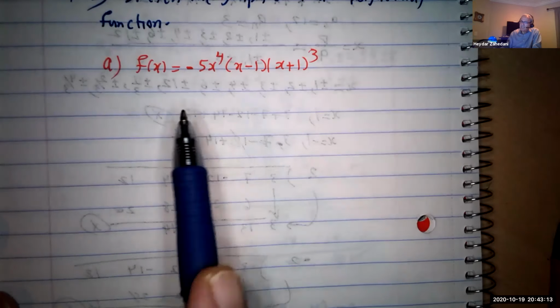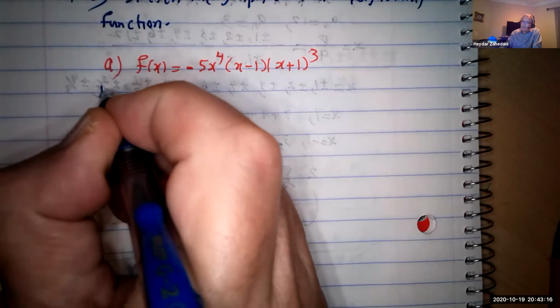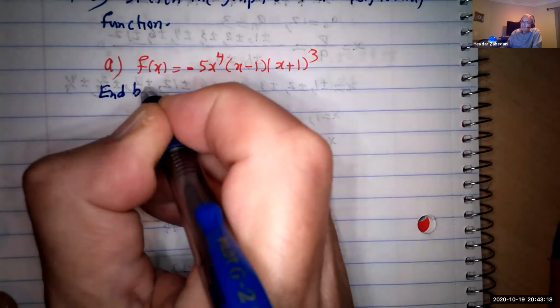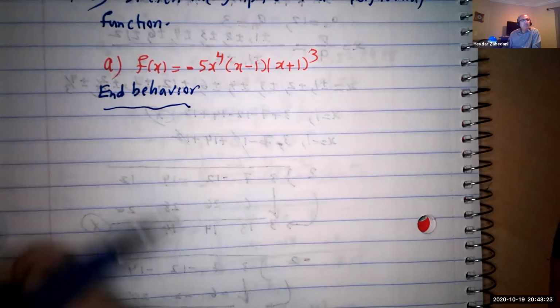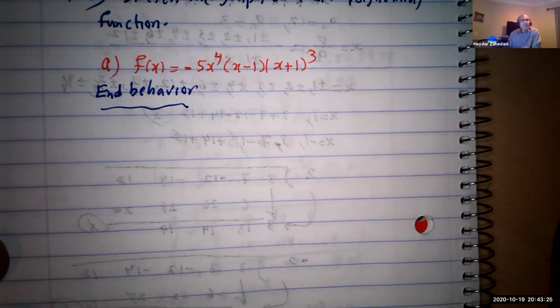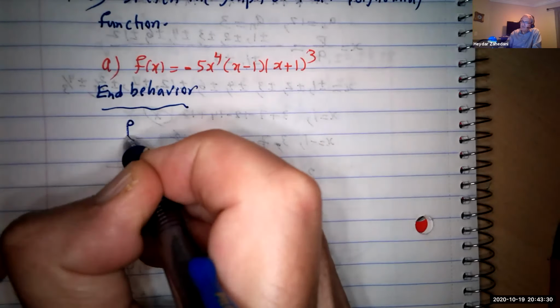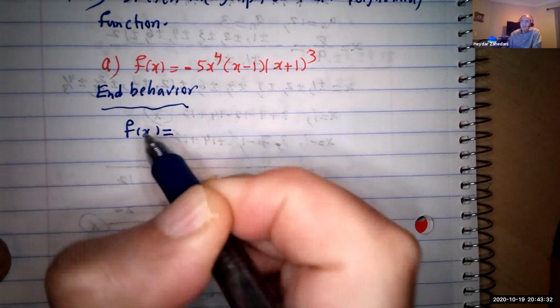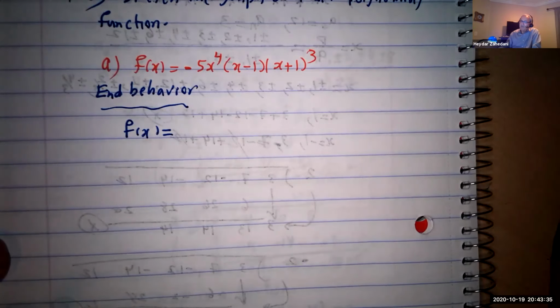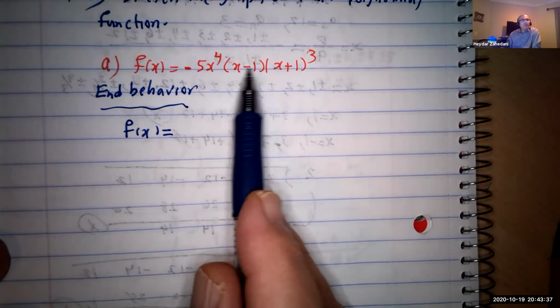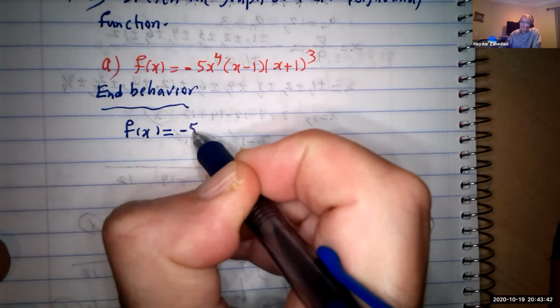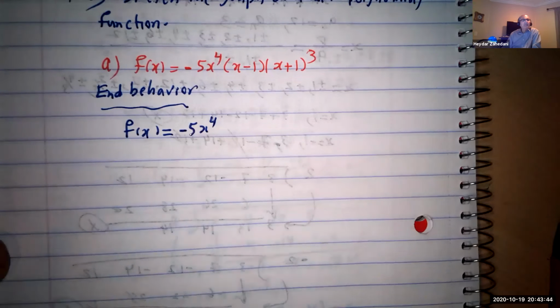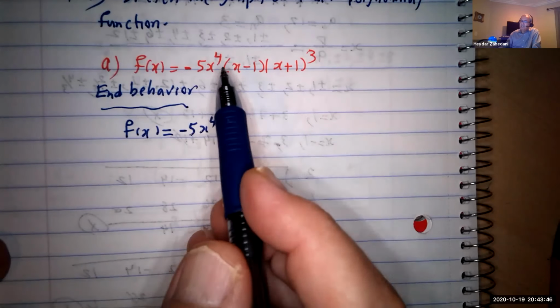Okay, so the first part, end behavior. You check those infinities. But you check it, remember, in the leading term, the term containing the highest power of x. So you are going to rewrite it. To get the leading term, we multiply the highest power of x from each term. The first one stays the same, negative 5x to the fourth. The highest power of the second term is just x.